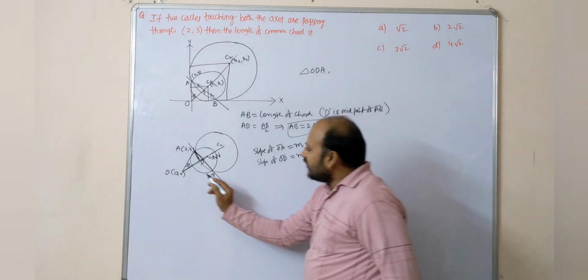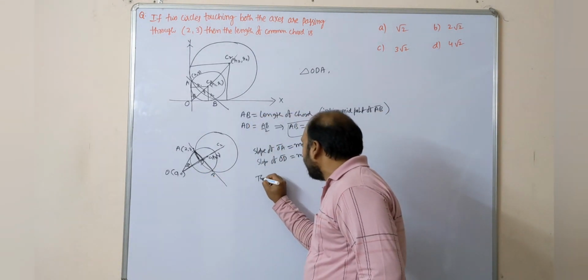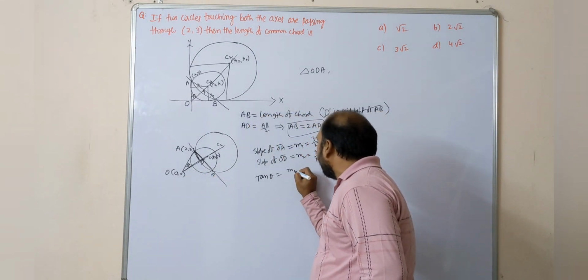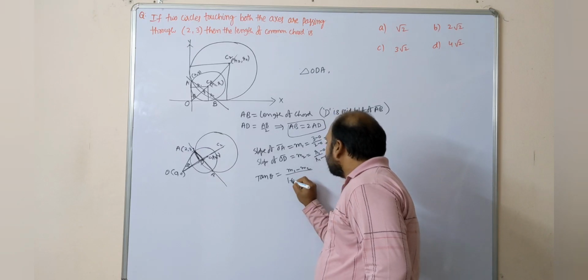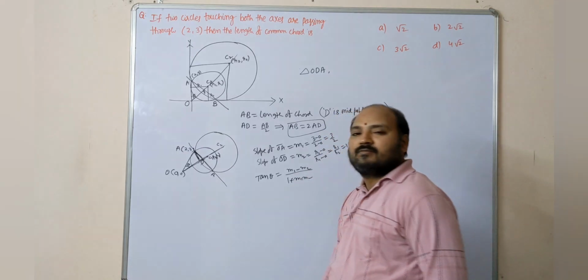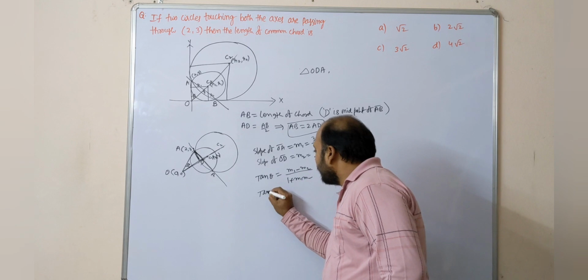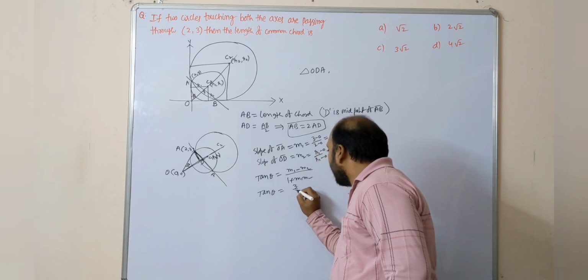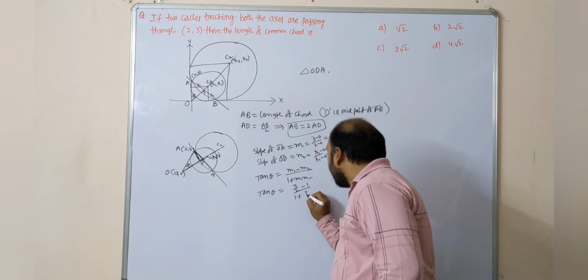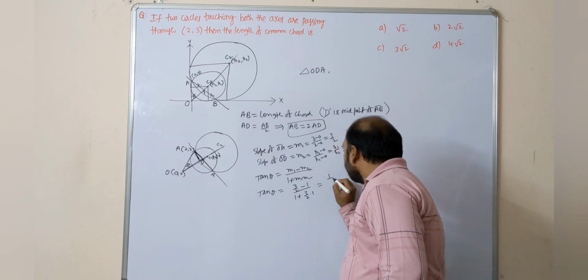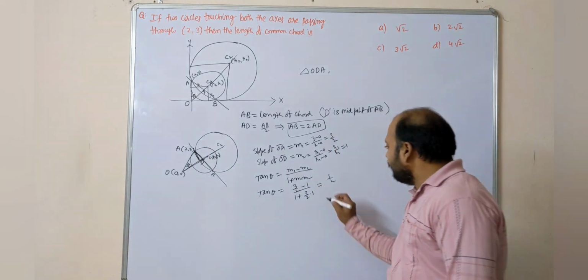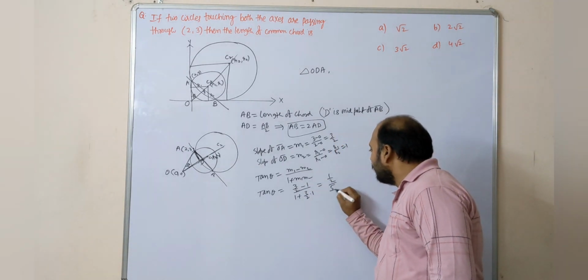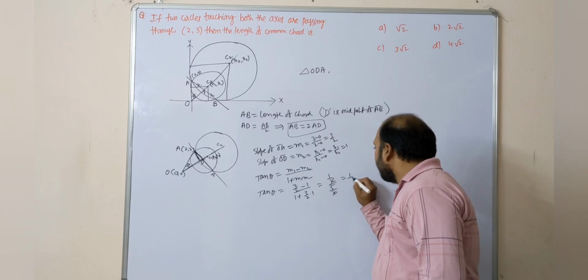Two slopes we know, and the angle between them is theta. So tan theta equal to M1 minus M2 by 1 plus M1 M2, dear students. So tan theta equal to M1 value 3 by 2 minus 1 by 1 plus 3 by 2 into 1. So this is 1 by 2: 3 by 2 minus 1 is 1 by 2, and 1 plus 3 by 2 is 5 by 2. Here the 2 gets cancelled, 1 by 5.